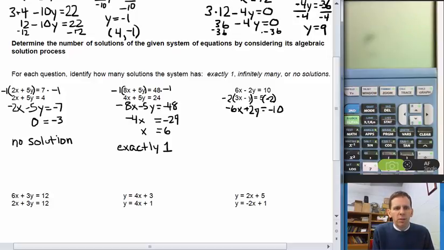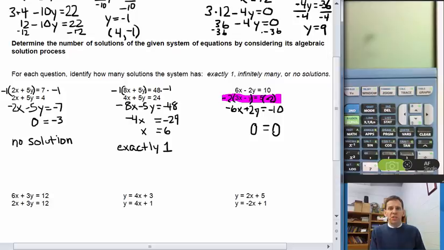For right now, I'm going to disregard this little equation right here. I'm not going to use this one. I am going to add our top and bottom equations. And when you do that, you'll see 6x minus 6x, which is 0. -2y plus 2y is also 0. So there's nothing on the left side. And on the right side, I have 10 minus 10, which is also 0.